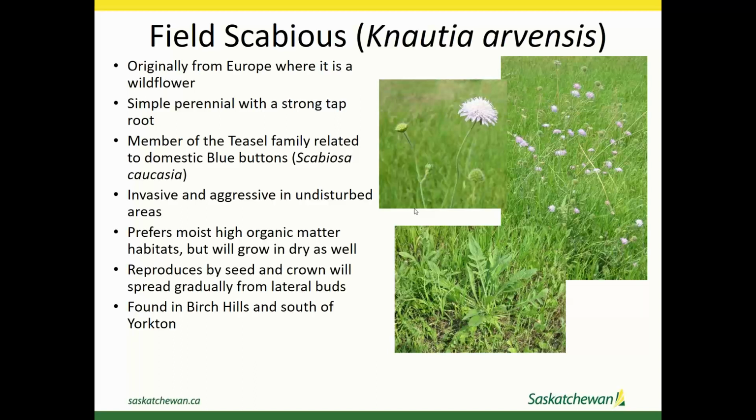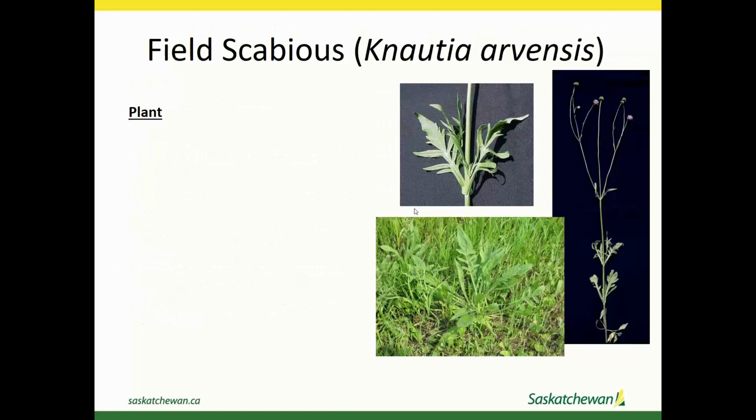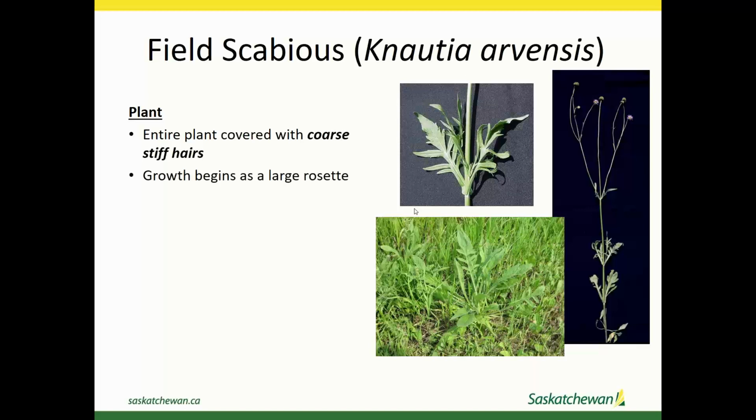It likes damp sites, higher organic matter sites and damp sites. We've got some in Birch Hills and south of Yorkton, and there's another population, the White Beach pasture in the far northeast. The entire plant is covered with a very coarse, stiff hair. So if you touch the foliage, you can feel those hairs are very distinctive on all the surfaces of the plant. If they get embedded in your skin, they can cause some itching as well.